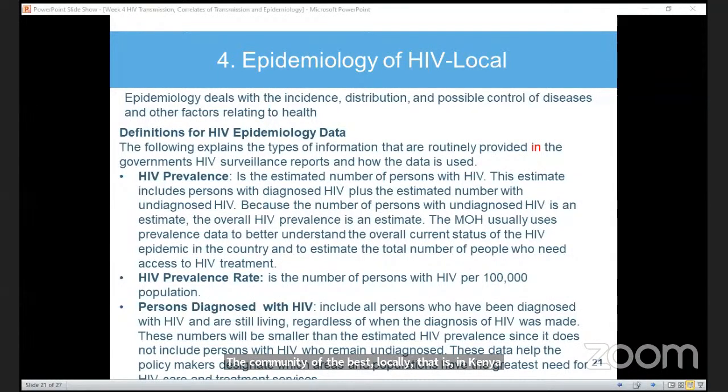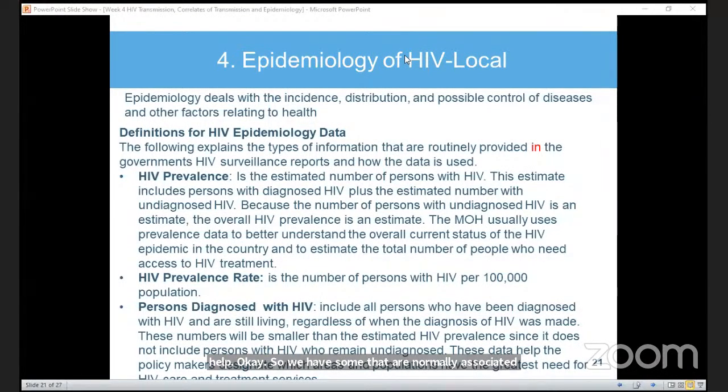So, first of all, we need to understand the meaning of epidemiology. This is a common term. You must have heard of it elsewhere. So, what is epidemiology? Epidemiology is a branch of medical studies that deals with the incidence, distribution, and possible control of diseases and other factors relating to health. Okay? So we have some terms that are normally associated with epidemiology.